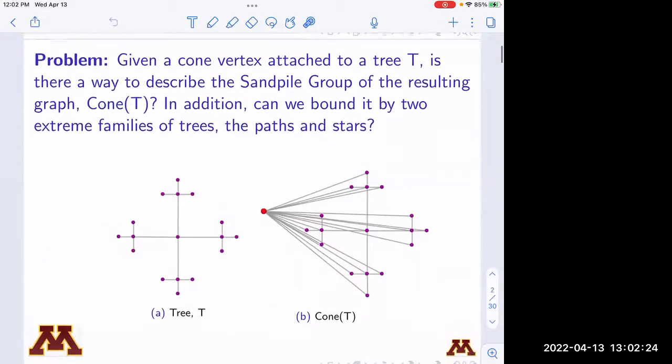So the question that we're going to look at today is the following. Given a cone vertex attached to a tree, is there a way to describe the sandpile group of the resulting graph, denoted cone T? In addition, can we bound it by 2 extreme families of trees, the paths and the stars? So just to give you a visual of what we're talking about, this is just an arbitrary tree. And then the graph with the cone vertex would just be this red vertex. And you see that it's adjacent to every vertex in the original tree.